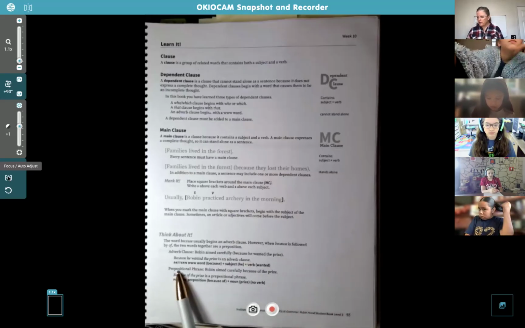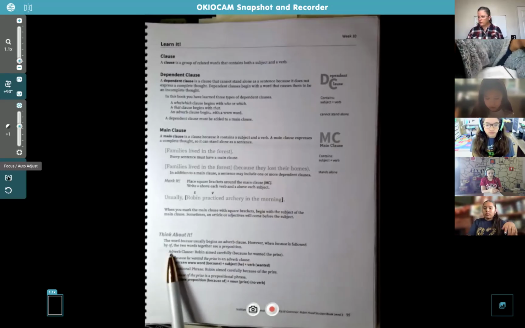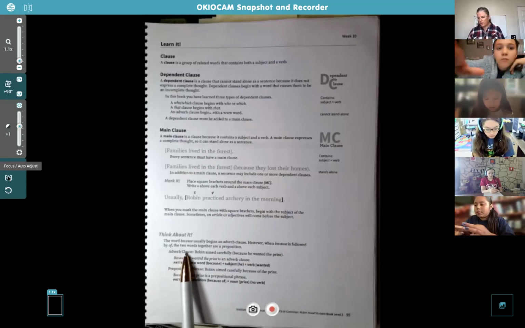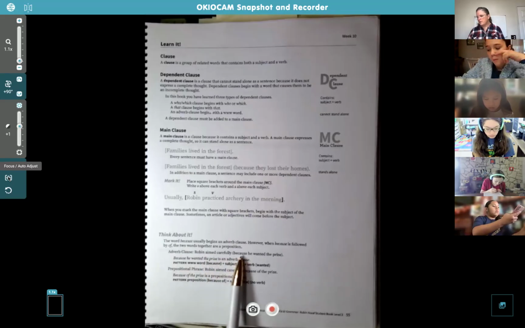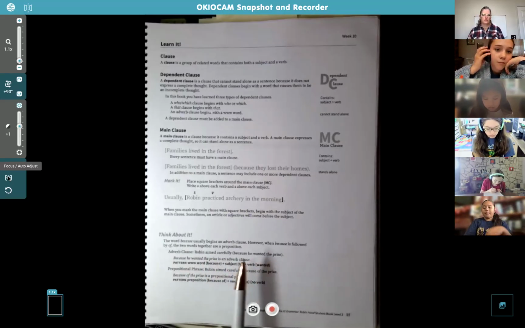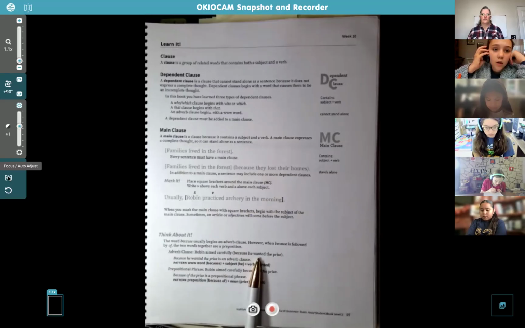All right. Look down here. It says this is the preposition. Oh, look at the example. Sorry. The adverb clause says, "Robin aimed carefully because he wanted the prize." It starts with because, it has the verb wanted, and he is the subject.